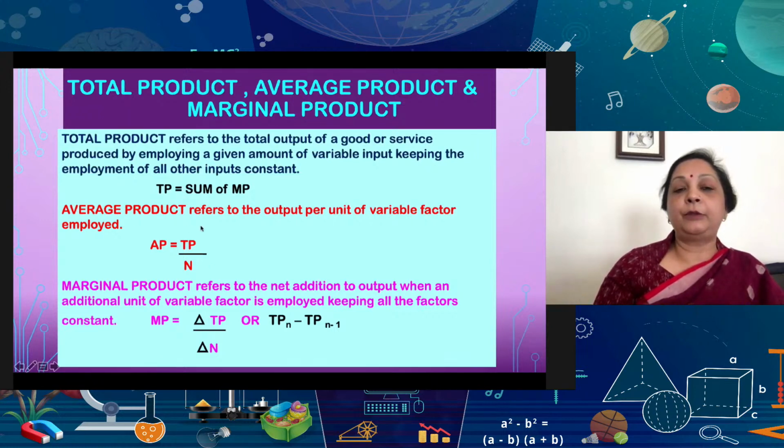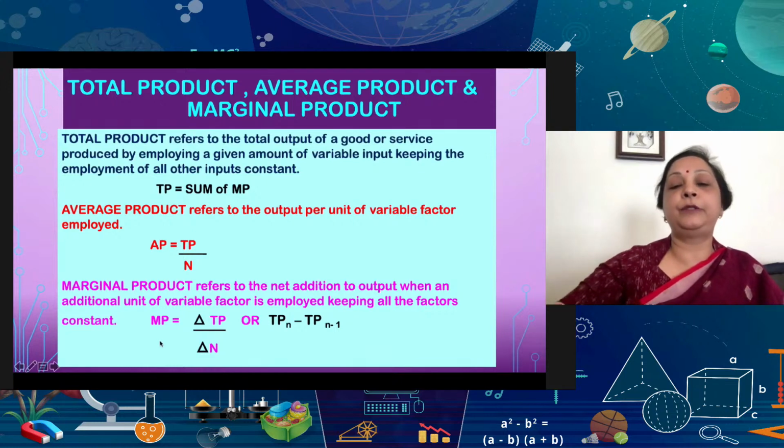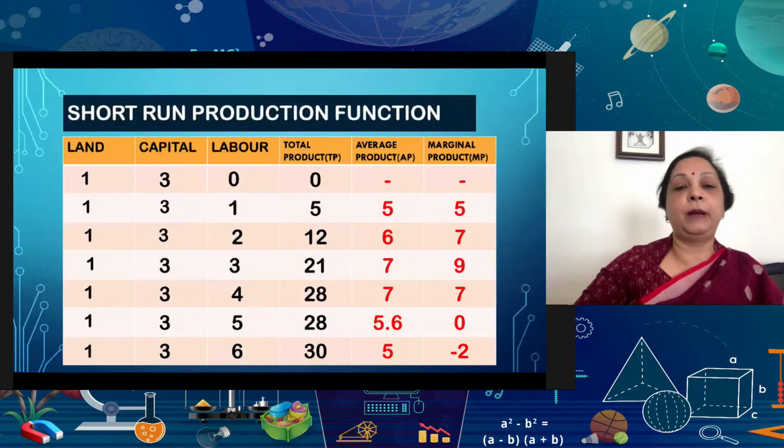Then you have the concept of average product. It is total product, that is total output, divided by number of units of variable factor employed. You have marginal product, which is net addition to the output when an additional unit of variable factor is employed. So if 5 units of labor was producing this month, 6 units of labor is producing this month, what is the difference between the two? That is marginal product. We'll go back to the table.